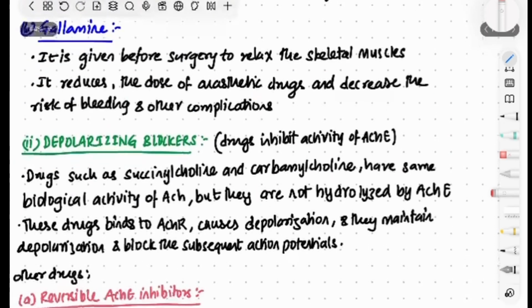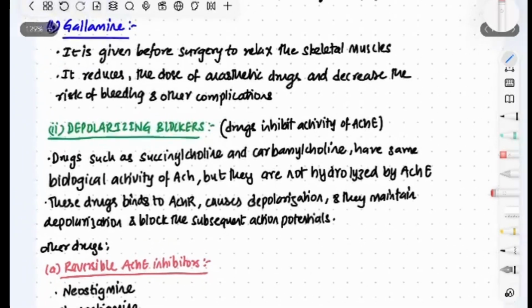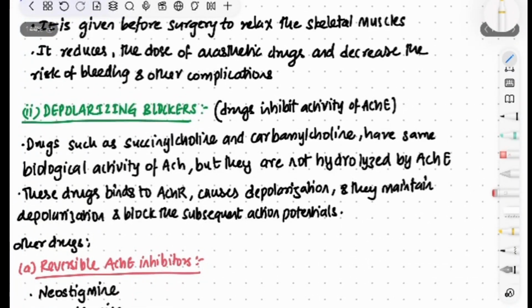Next, the second category is the depolarizing blockers. These depolarizing blockers inhibit the activity of acetylcholine esterase. First we'll be discussing the two important depolarizing blockers, that is succinylcholine and carbamylcholine. Drugs such as succinylcholine and carbamylcholine have the same biological activity as acetylcholine, so they are not hydrolyzed by the acetylcholine esterase.